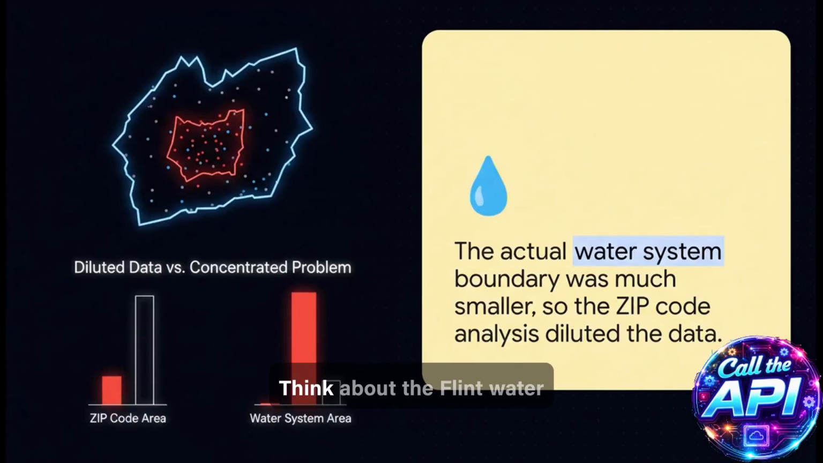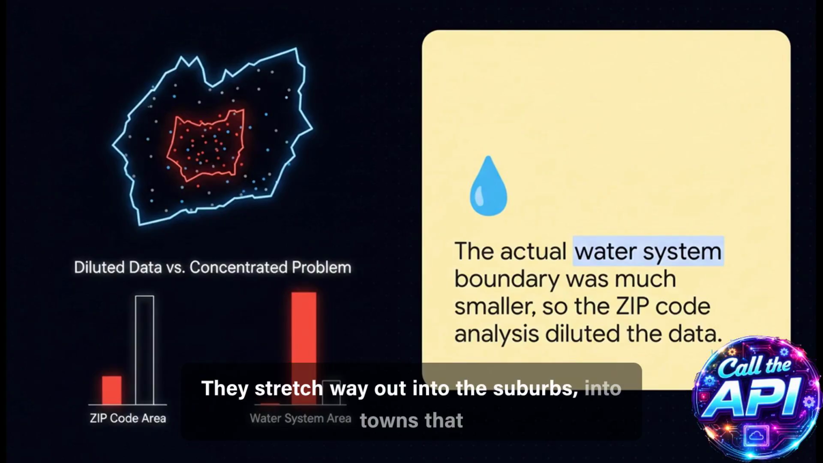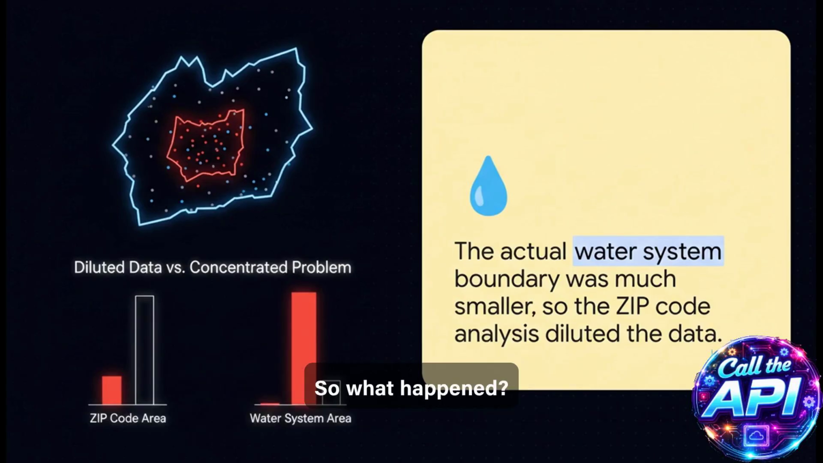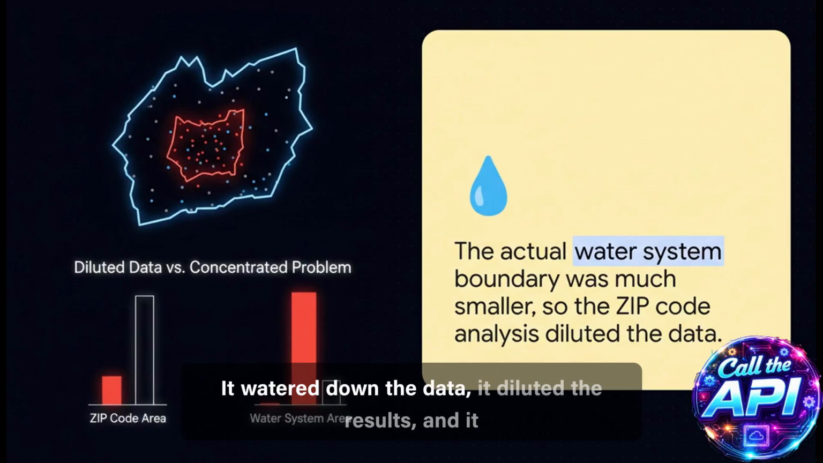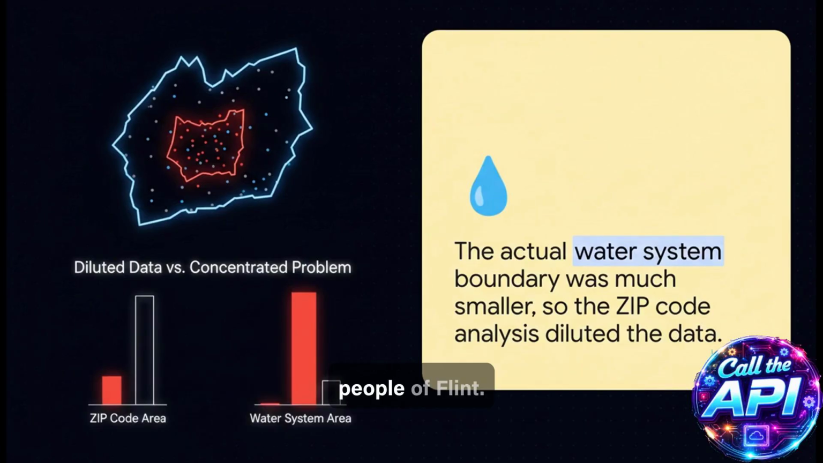Let's make this real. Think about the Flint water crisis. When the state first analyzed the blood lead levels, guess what they used? Zip codes. Here's the huge problem with that. Flint's zip codes don't just cover Flint. They stretch way out into the suburbs, into towns that weren't even on Flint's contaminated water system. So what happened? They lumped in thousands of perfectly healthy people with the people who were being poisoned. The result? It watered down the data, it diluted the results, and it tragically hid just how severe the crisis really was for the people of Flint.